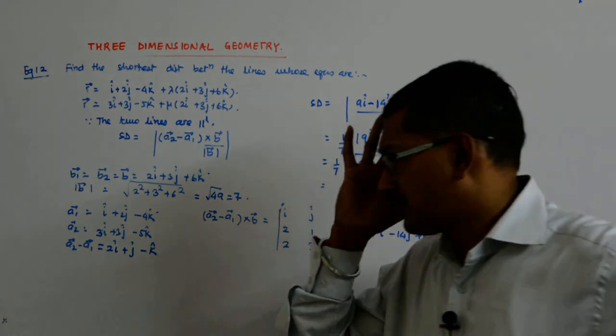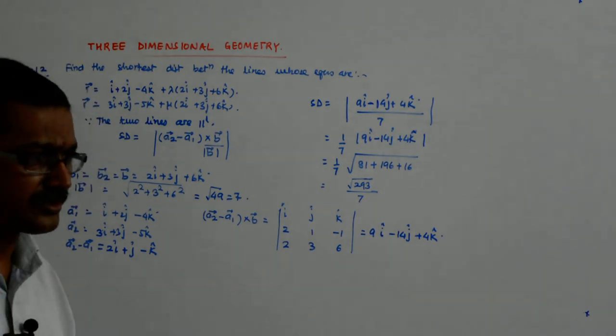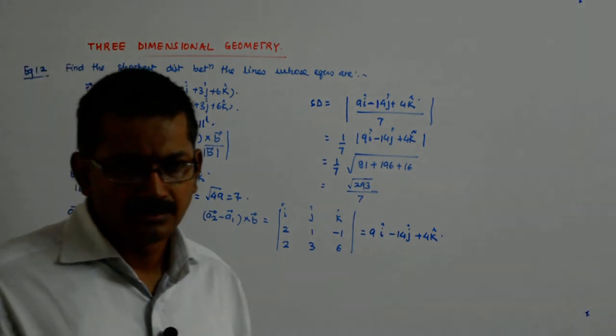That's all. So nothing. So the shortest distance is root 293 upon 7. The answer is this. Fine? Simple.